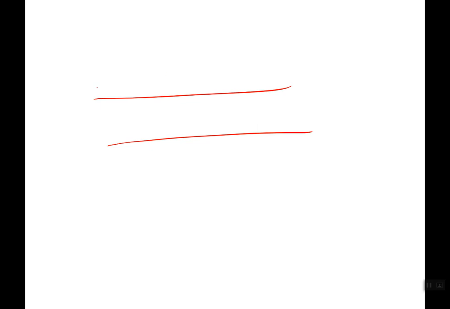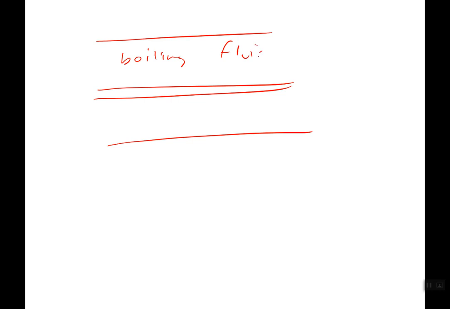I didn't do that on the slide, so I just totally lost it. Okay, so here we have a boiling fluid. Here we have just a hot fluid, and then we've got a solid. Okay, so the hot fluid, let's say it's flowing this way so that we have some kind of forced convection.